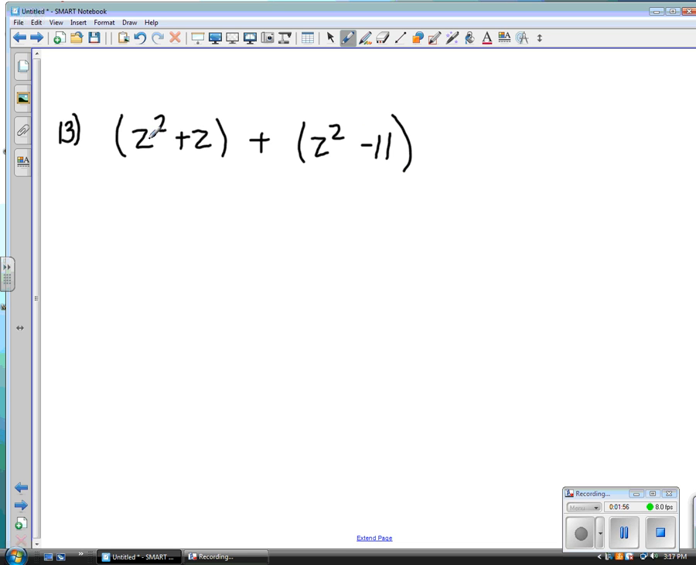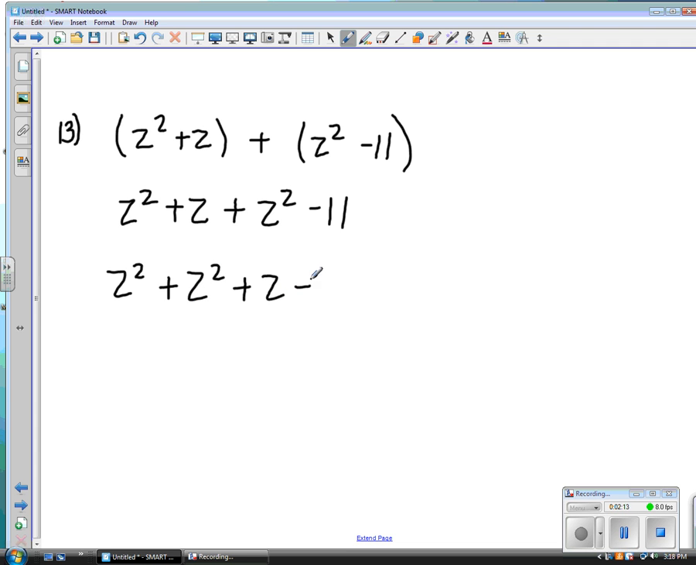Okay, looking, there's nothing inside each grouping symbol that I need to do. So I'm going to start and combine things. Because this is a plus, everything in here stays the same. I'm going to group things together. And I'm going to add. So that is 2z squared plus z minus 11. Again, degree of 2, degree of 1, degree of 0. That's in standard form, so that is my answer.